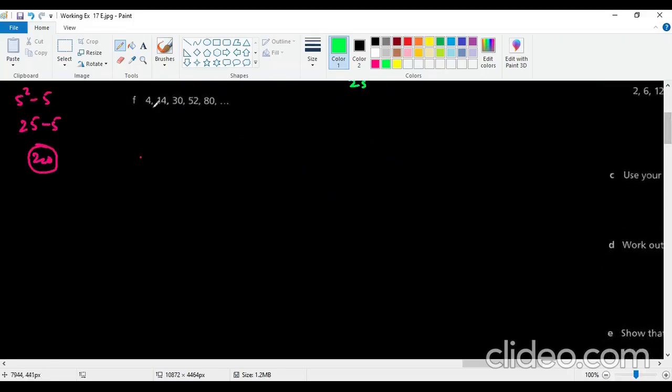giving us 4, 14, 30, 52, and 80. Difference between 14 and 4 is a 10, of course. Between these two is a 16. Between 52 and 30 is going to be 22. And the last one is 28. As you can see here, the difference is 6. Difference here also 6. And when the common difference is 6, that means first thing you do is n square.